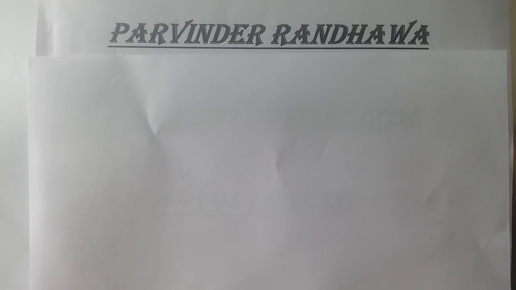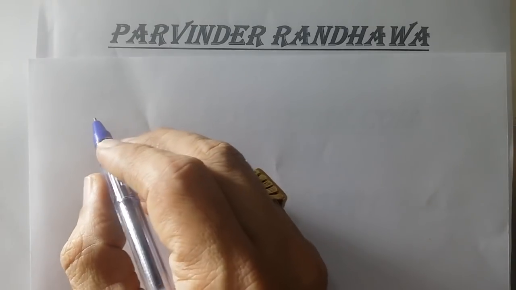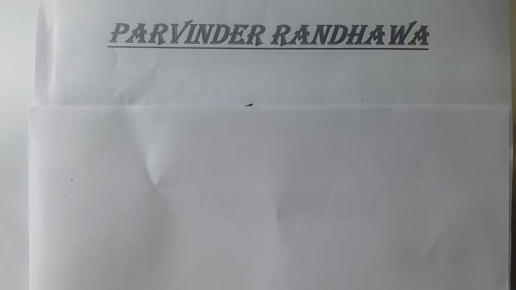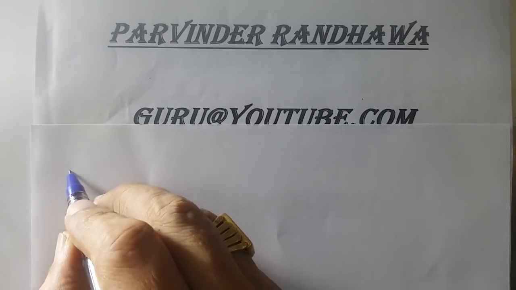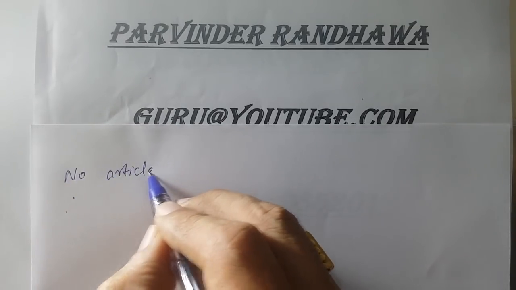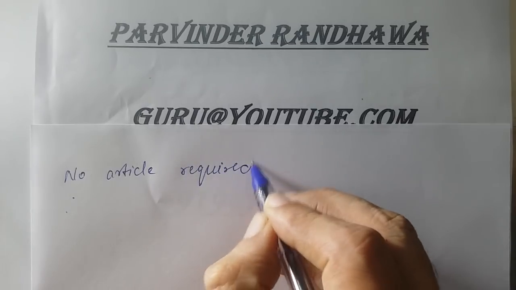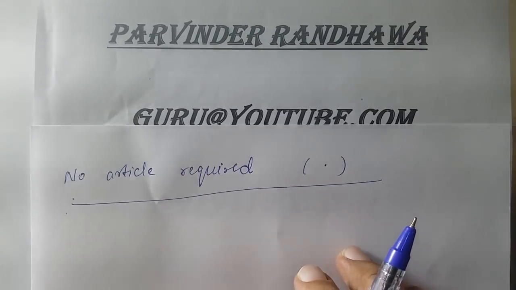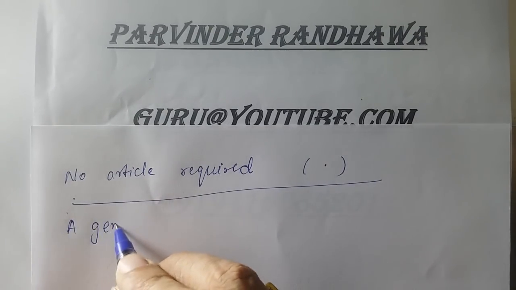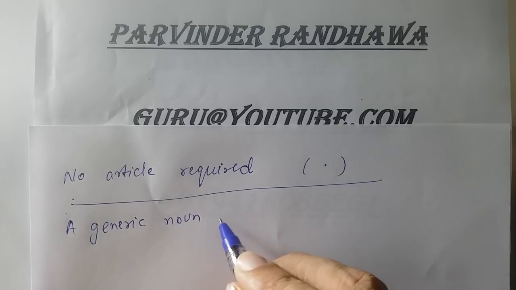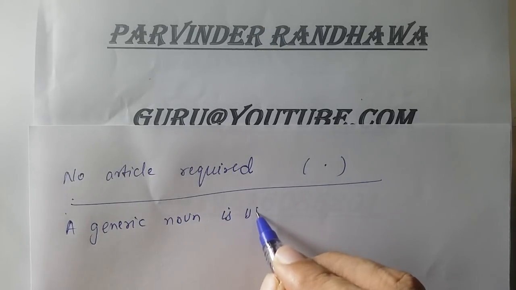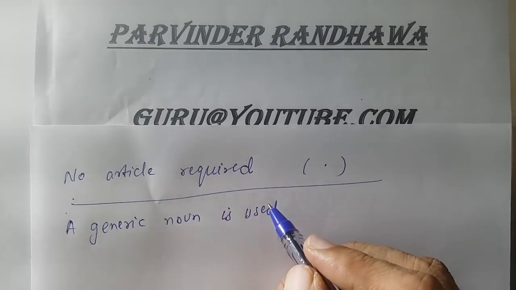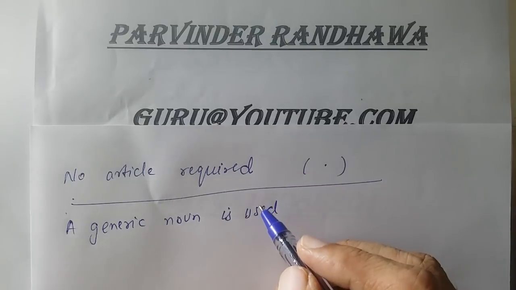Now, first of all, I want to talk about where we do not have to use the article. So in this case, you can check here one thing: no article required, where we don't require an article. When a generic noun is used, it means there is no need to write an article in front of a generic noun.